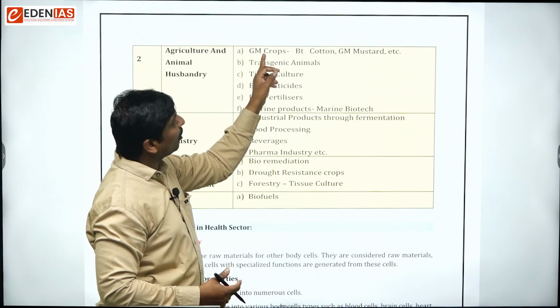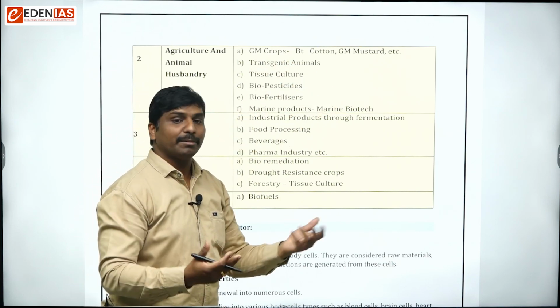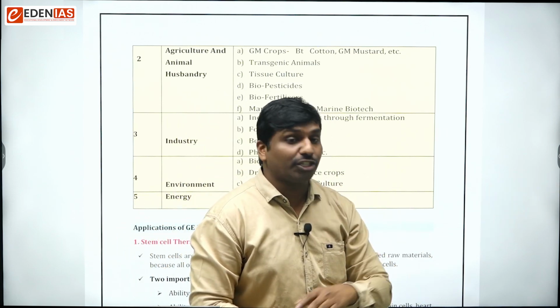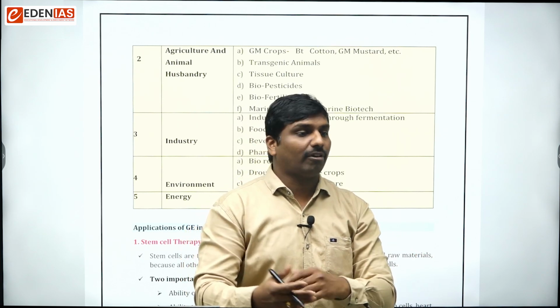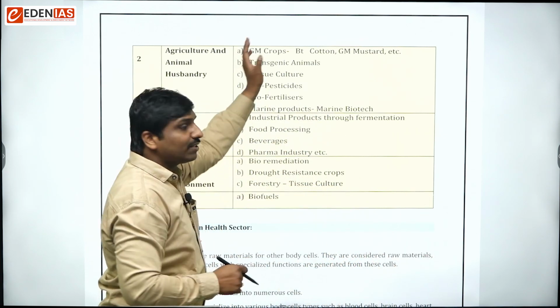So genetically modified crops, for example, we have Bt cotton, we have Bt brinjal, we have HT Bt cotton, we have GM mustard, genetically modified mustard. Okay, so we have a lot of examples also. Let's try to see them also. Okay, so this is one another thing.